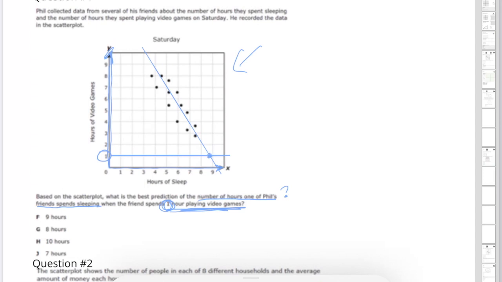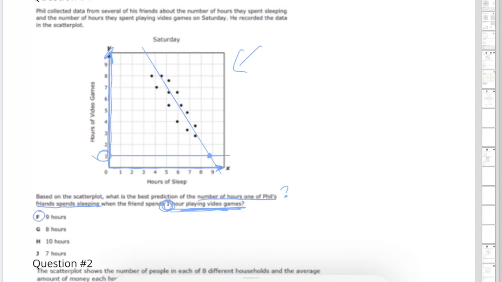And when I'm looking at that, my answer is really close to 9. It's kind of close to 8, but it's a lot closer to 9. And so that is how I will know that if the kid only spends 1 hour playing the video game, then they are going to most likely spend about 9 hours of sleep. And so my answer to this question is going to be 9 hours.